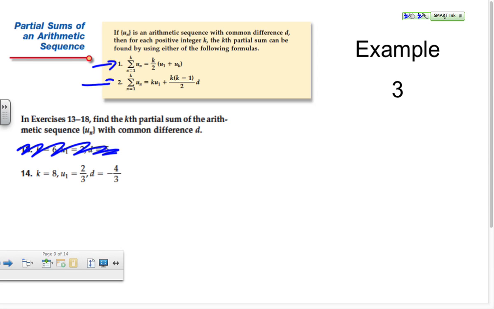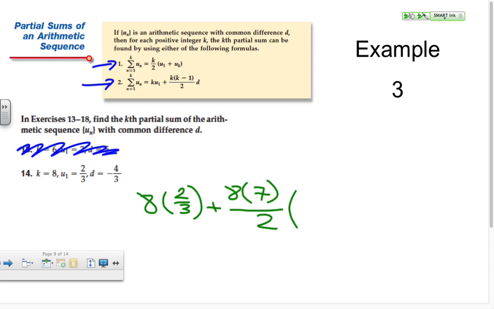Formula number 2, you don't have to do any of that. So I'm actually going to use formula number 2. As long as we use the information given, we don't need that explicit term. So this formula says if I take k, what term I'm looking for, which is 8, and I multiply it times u_1, 2/3, and I add together k again, 8, times (k - 1), 8 minus 1 is 7, over 2, times the common difference, which in this case is -4/3. Now, this looks like really bad fractions, and that's what you have calculators for, and it actually turns out to be a very nice number, -32.